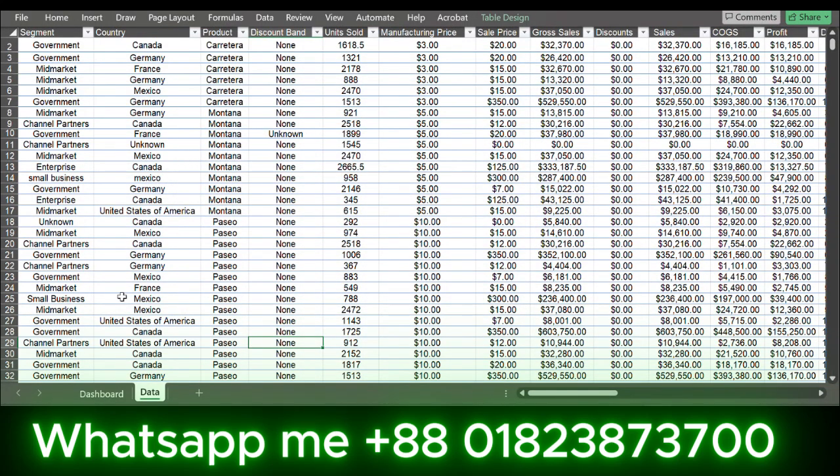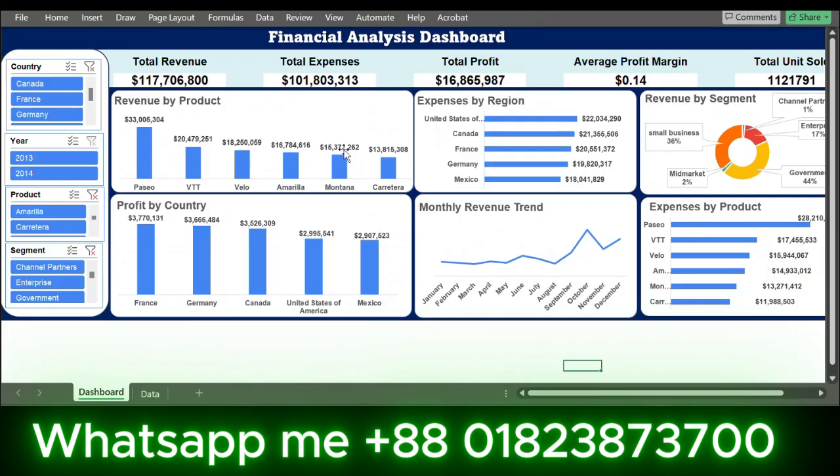So, I am going to share my financial analysis dashboard with all of you. Here is the dashboard where you can see some slicers: country, year, project, segment. And this is the card for total revenue, this is for the total expenses, this is for the total profit, and as you can see, average profit margin and total unit sale.